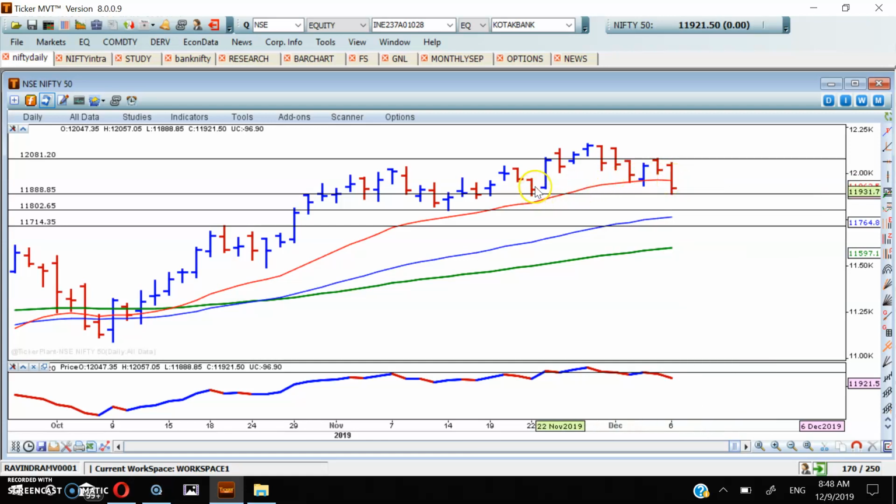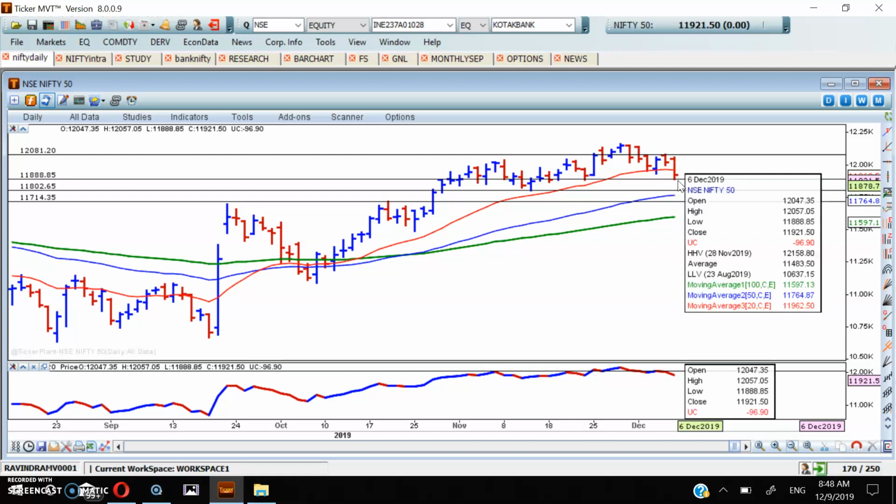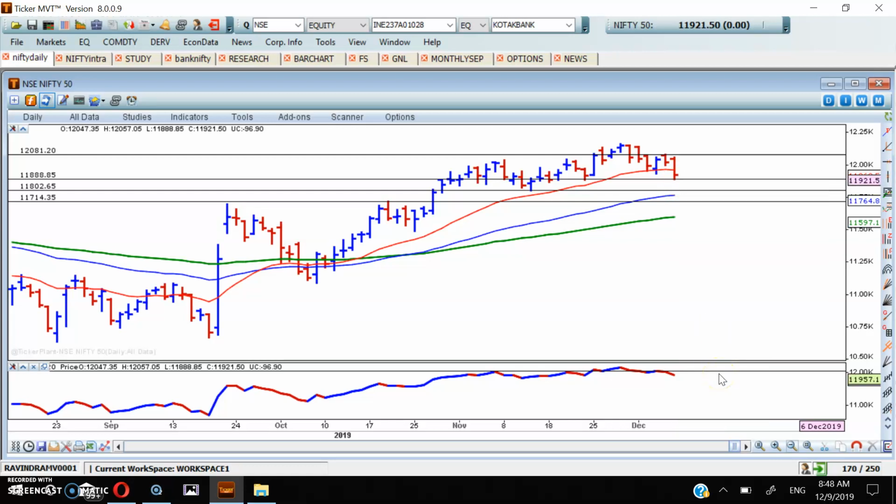If you look at this, there is Adam and Eve formation, wherein this can be considered as Adam and this can be considered as Eve. So in that case, if it is Adam and Eve formation, the already established important 20 EMA support has been breached. So in my view, if in case market crosses 11,888 level, then we can start thinking of going short.